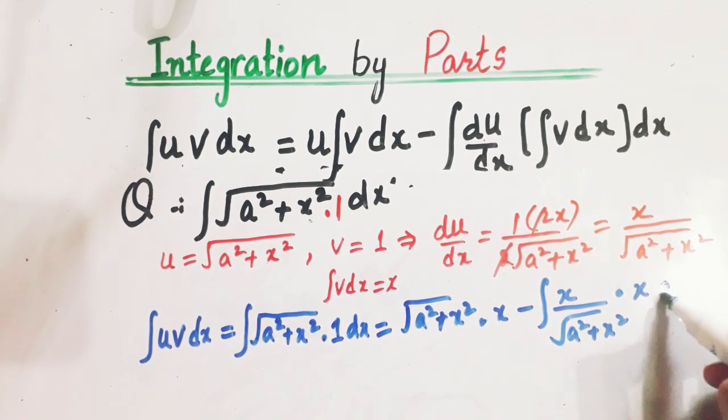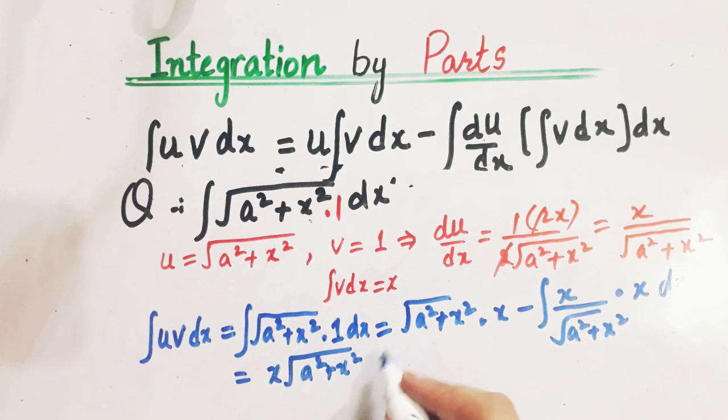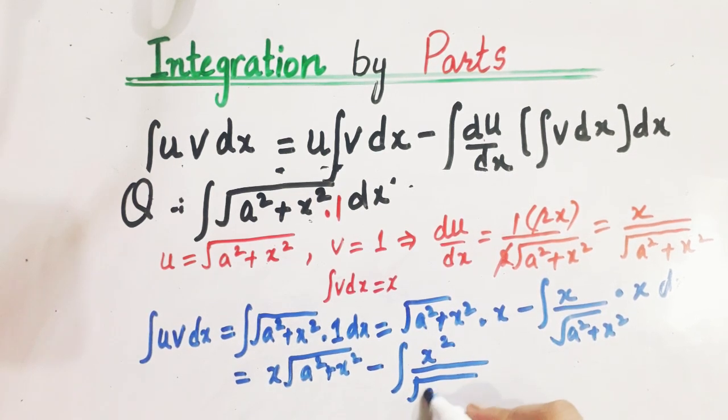We will write d of x. Now we will solve this further and get x into square root of a square plus x square, then minus integration of x into x is x square, over square root a square plus x square d of x.